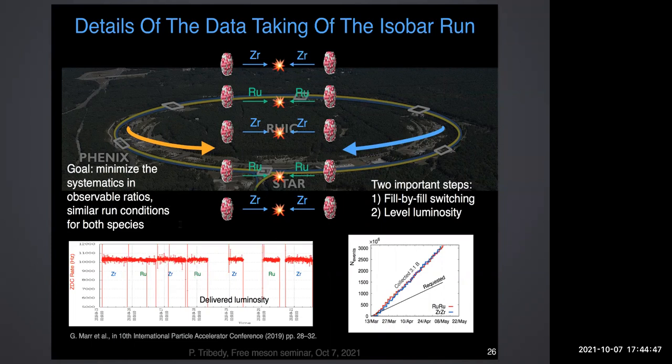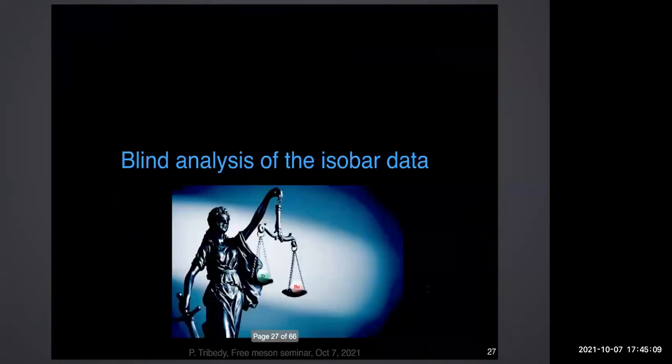The reason we did it is that the detector conditions, or the run conditions, will affect both species in the same way. So at the end of the day, when we take the ratio, we will be able to cancel the systematics. So we took a lot more data, and then we switched to what is called the blind analysis.